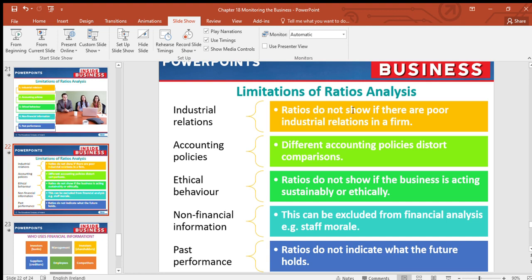And stuff like this obviously can't be shown. You can't show that in numbers. And that is a limitation because that's a potential problem for the business. Accounting policies, ethical behavior, non-financial information, and past performance. Again, just like break-even analysis, you could be asked what are the limitations of ratio analysis. And that is your slide. Again, please take that slide down.